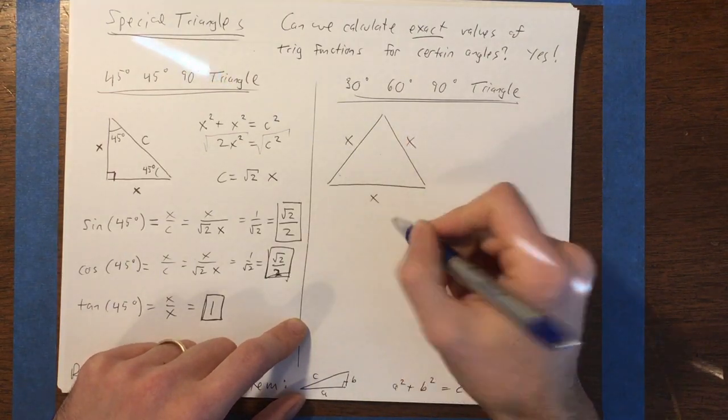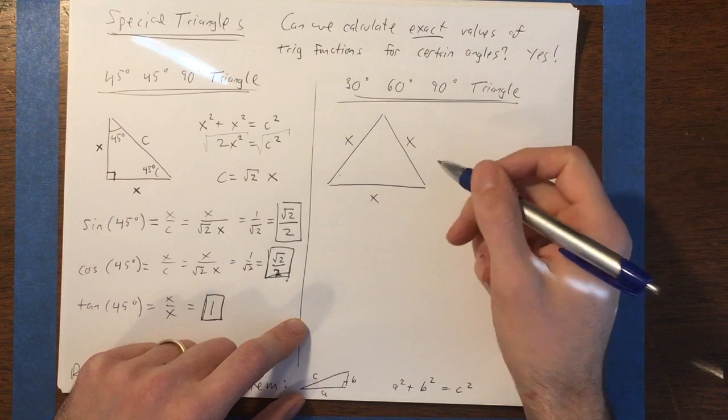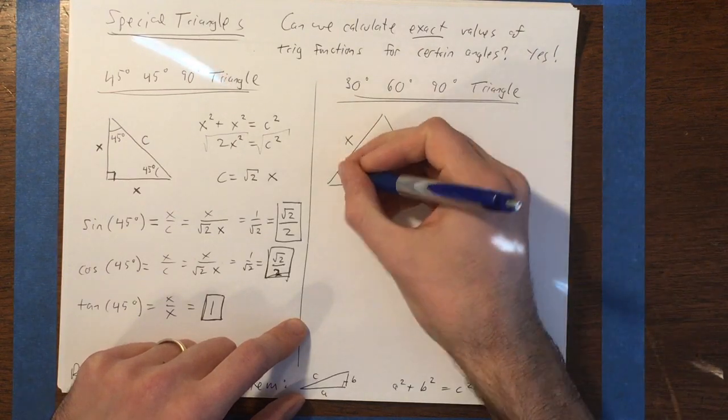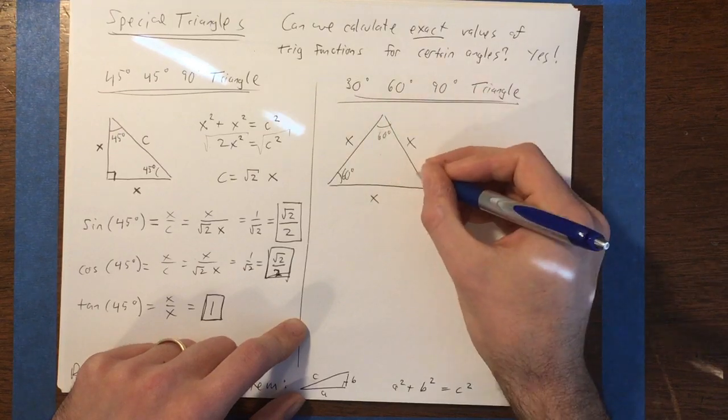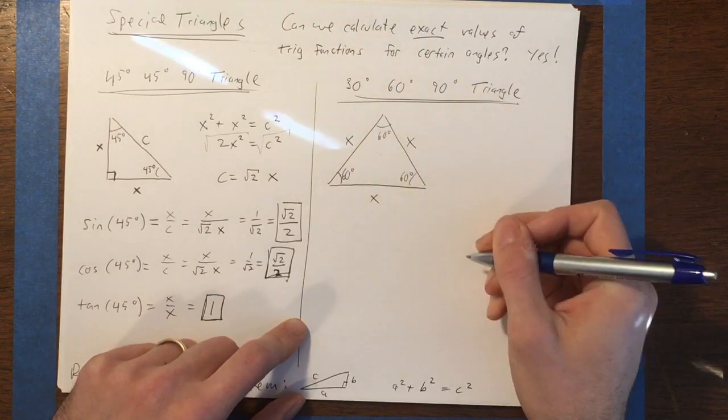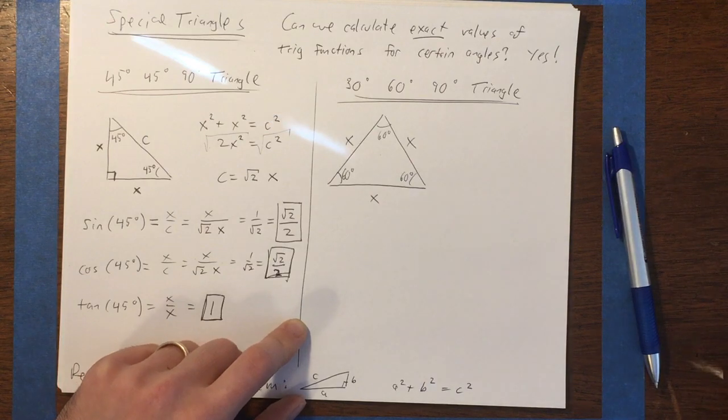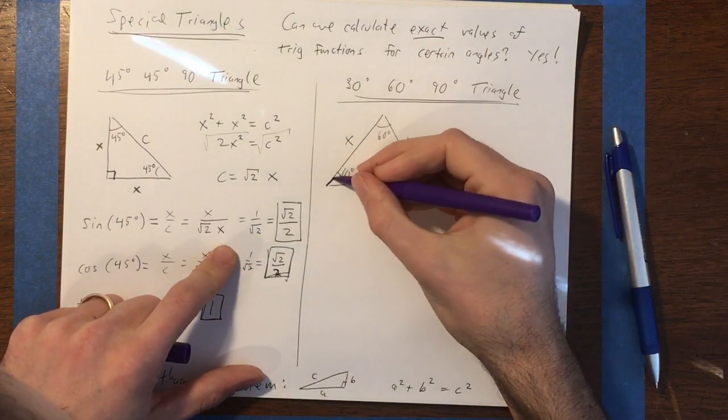Now, the angles of a triangle always have to add up to 180. So if you take 180 and divide by 3, then you can conclude that all angles of this triangle are 60 degrees. Okay, now what we're going to do is cut this triangle in half down the middle.